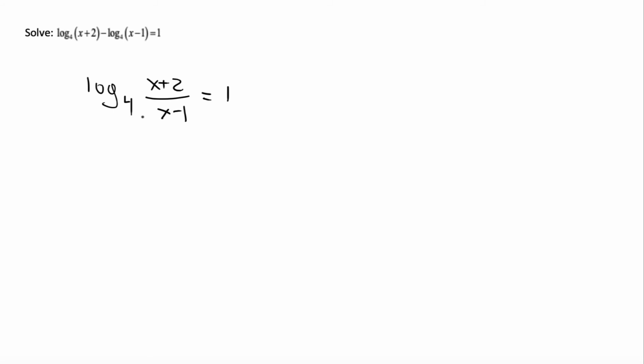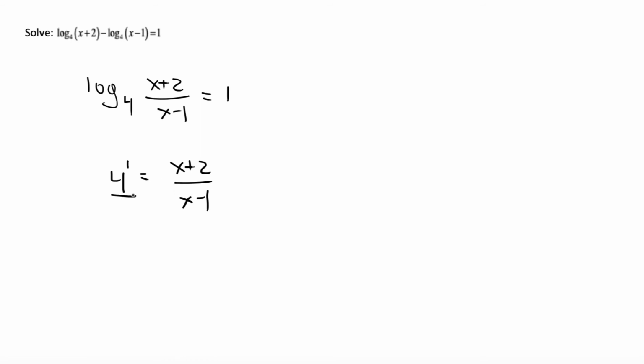We can convert this into the exponential form now. Okay, so what is the corresponding exponential form here? Well, it's 4 to the first power is equal to whatever the argument is. And in this case, we do have a fraction, right? But that's okay, right? Now we can just do a little bit of algebra and solve this guy.